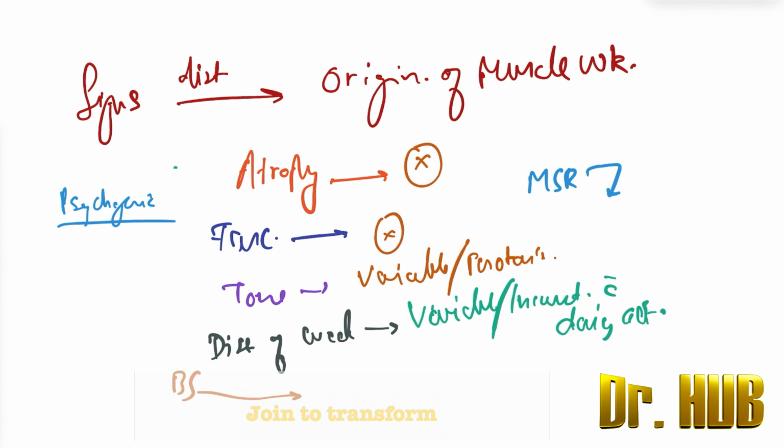Next comes the MSR, the muscle stretch reflexes. This is normal. BS, the Babinski sign, is absent. So this was a topic on the signs distinguishing the origin of different muscle weaknesses.